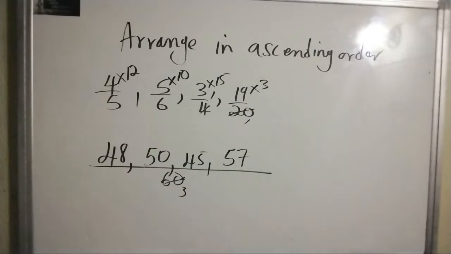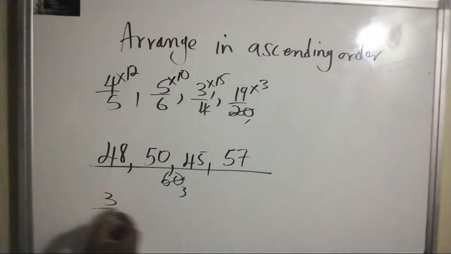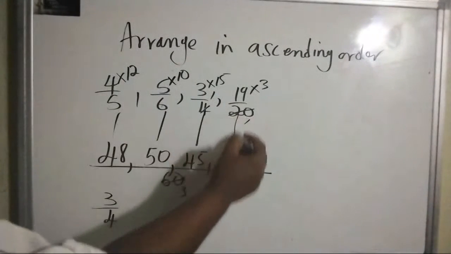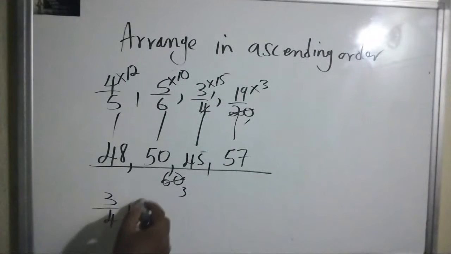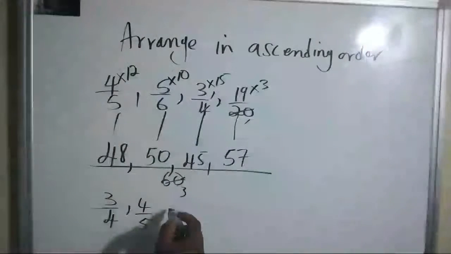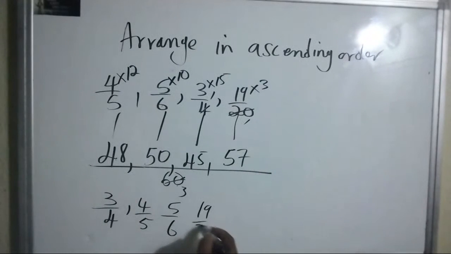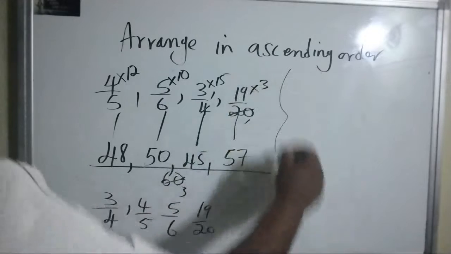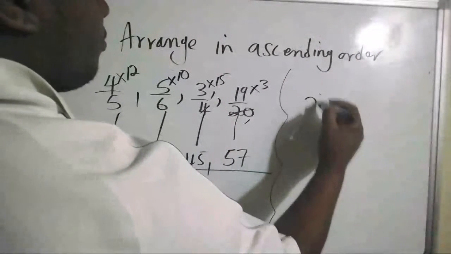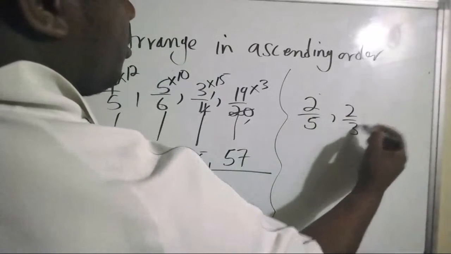So how do we look for the number with the smallest value, which is 45? So that's 3/4. Next number, 4/5. This was kind of a giveaway, I think. And then 5/6. So one more, guys, and then 19/20. Only one person answered, so you guys try this one now. 2/5, 2/3.